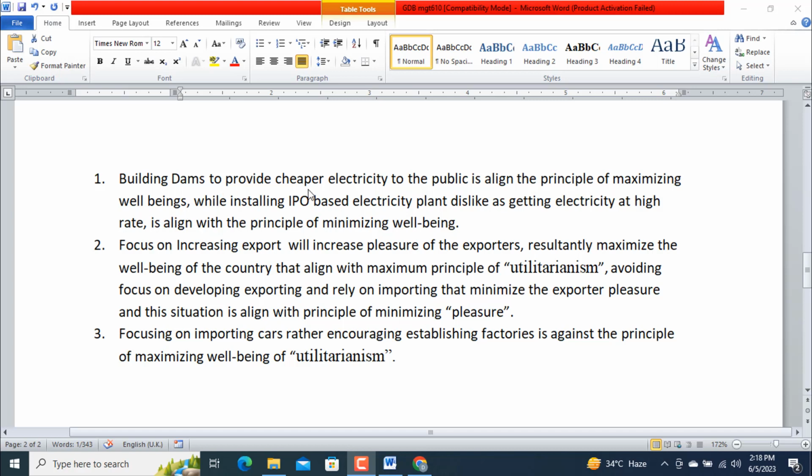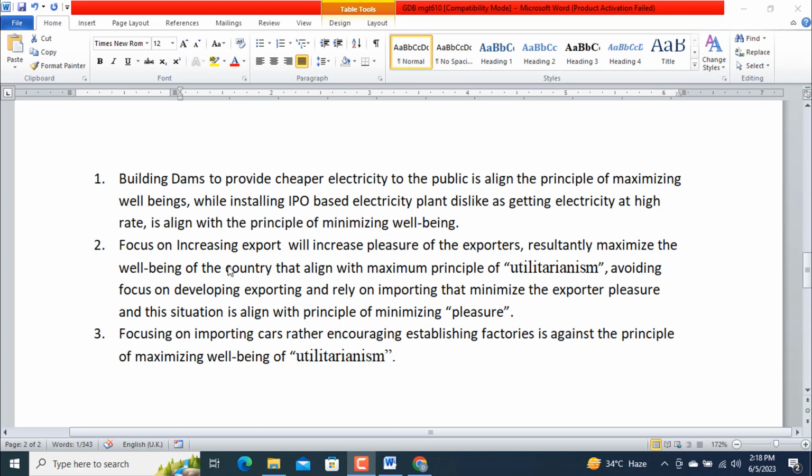Building dams to provide cheaper electricity to the public is aligned with the principle of maximizing well-being at large scale, while installing IPP-based electricity plants, which are disliked as they provide electricity at a high rate, is aligned with the principle of minimizing well-being or pleasure of the society.